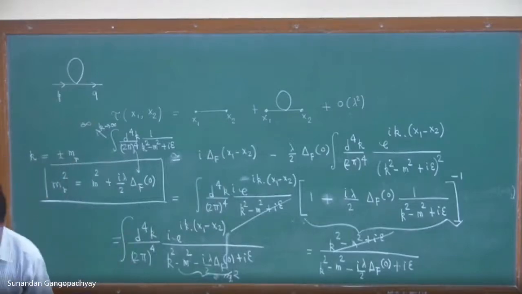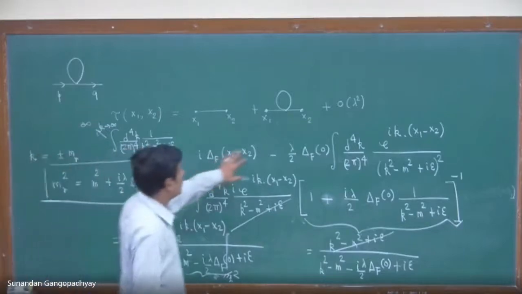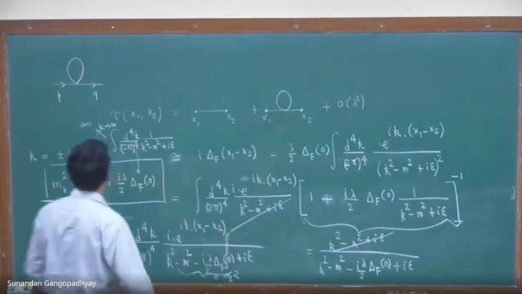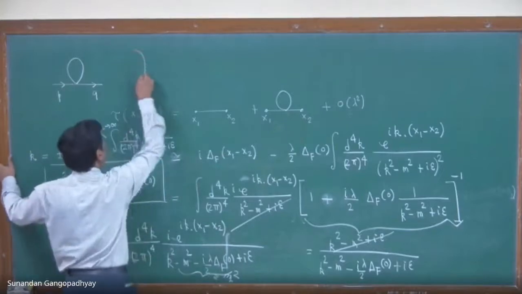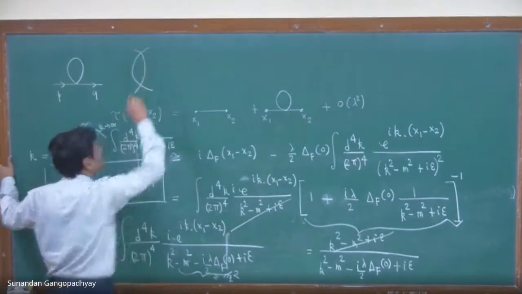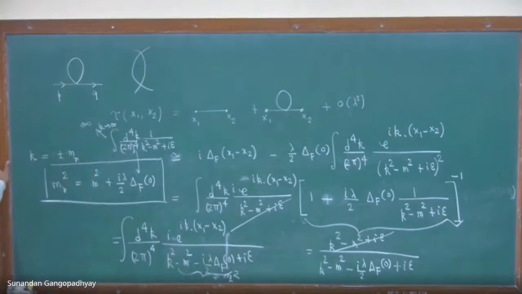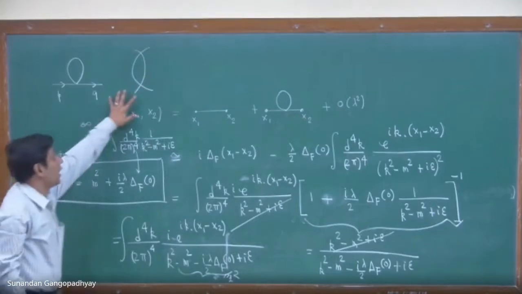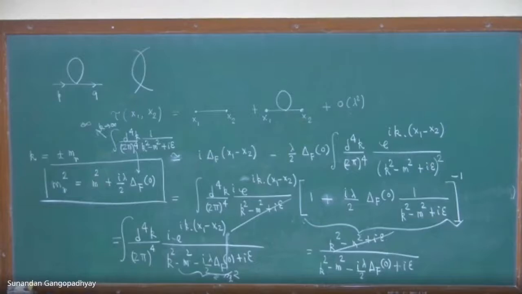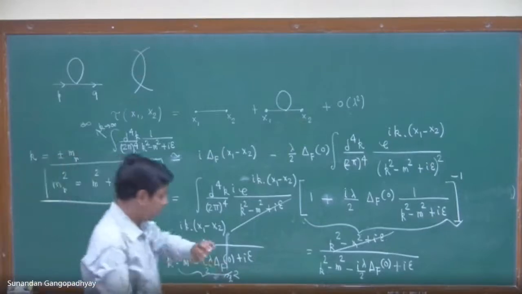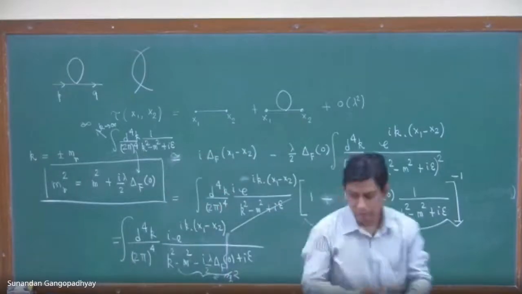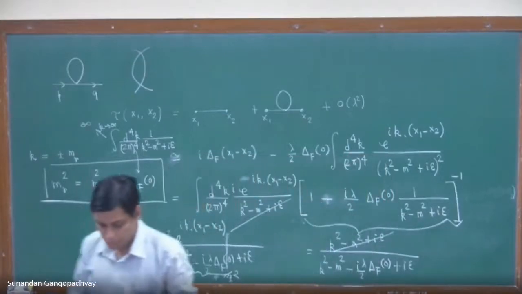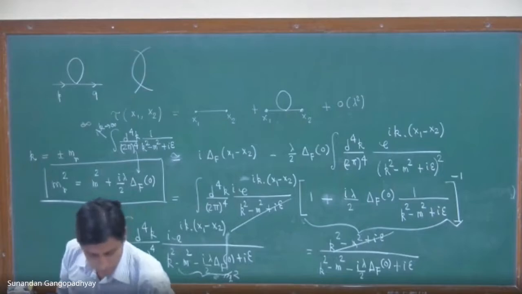Another thing which I want to discuss is the divergence of these diagrams. If you remember, you also calculated a diagram like this, the fish diagram, and we said that this diagram is logarithmically divergent. So we want to calculate the divergence of this diagram. Are there any questions at this point? If you have any questions, you may ask now.